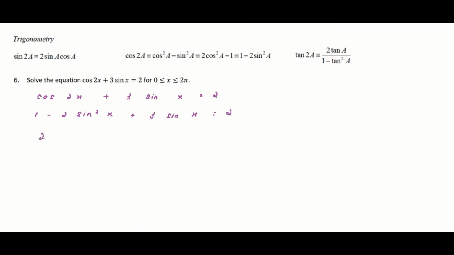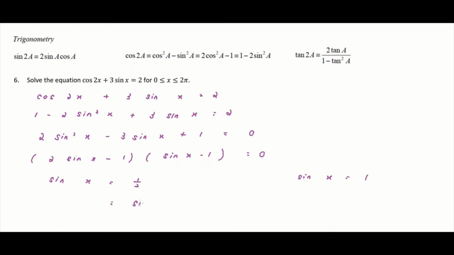Okay, so same thing, just quadratic. Plus 1 gives you 0. By solving the quadratic, you have 2 sine x minus 1 and sine x minus 1. So you have sine x equals 1 over 2, and the other one is sine x equals 1. Alright, so you can just use your calculator. Since the question gives you in pi, we try to write our answer in pi as well.